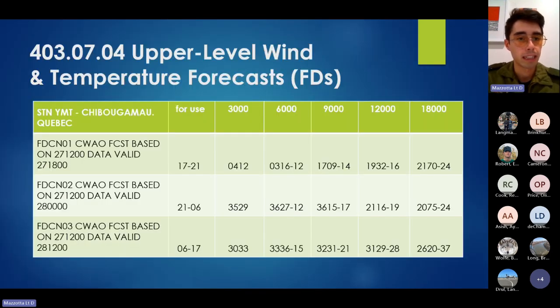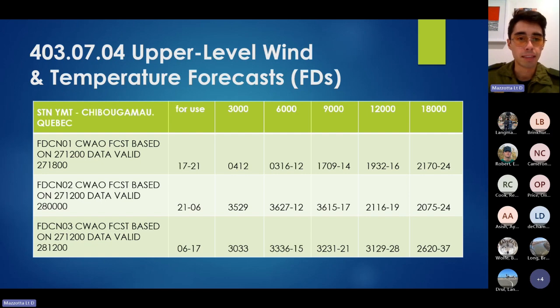So here's what it looks like. At the top, you'll see the station that it's for. So this is out of, I'm not even going to try pronouncing that, somewhere in Quebec. It's going to give you the for use time, so where it's valid for, but they also have a validity period, valid from when the forecasts are made. So those are also really important to look at because it's like the GFAs and the METARs and TAFs, they have an issued period and a validity period as well.